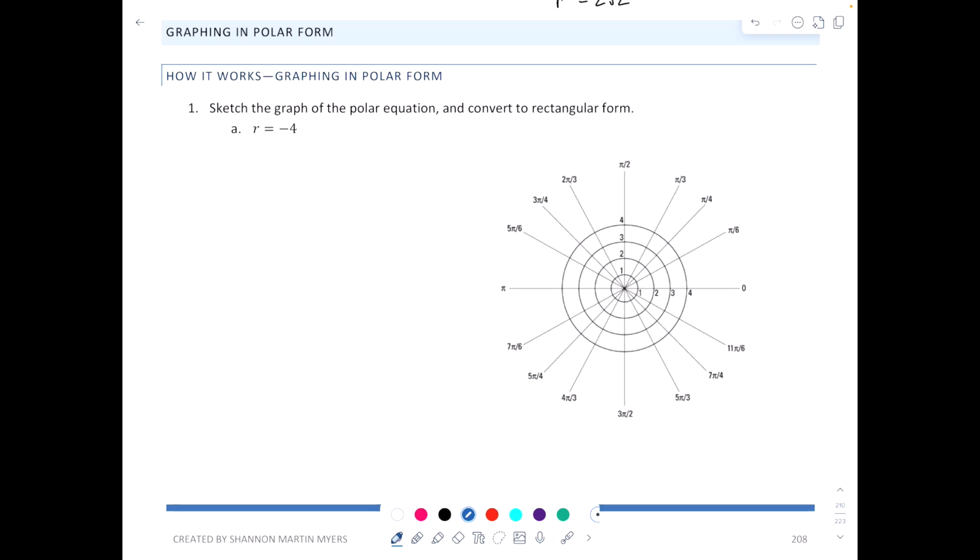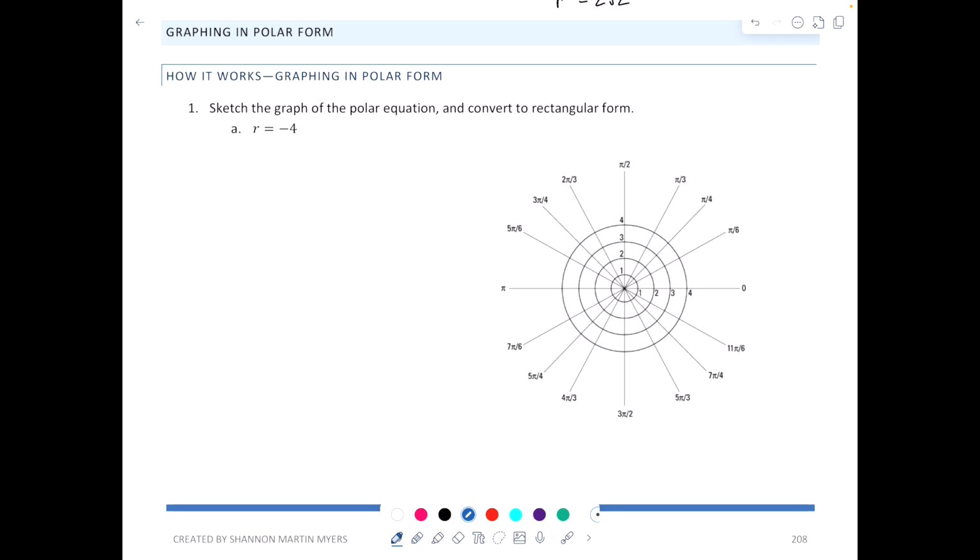Now, graphing in polar form. There are certain graphs that are good for you to learn. I'm illustrating some of them, and on the last page of this section, it shows a bunch of them that you should be familiar with. If r is always some number, and there's no angle, then you're just going to be tracing around that circle made by r.